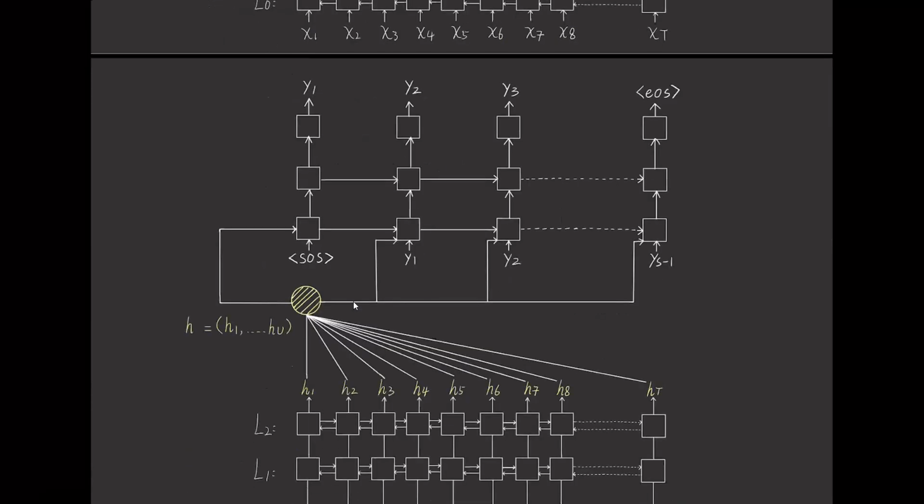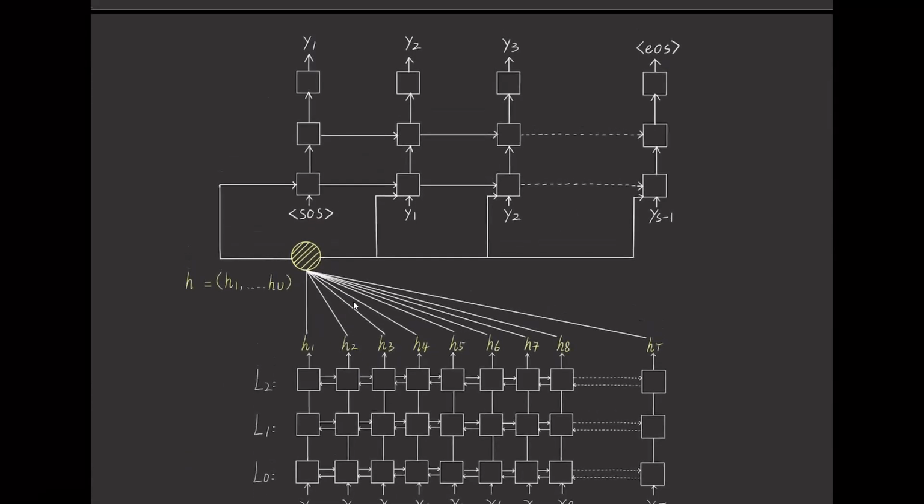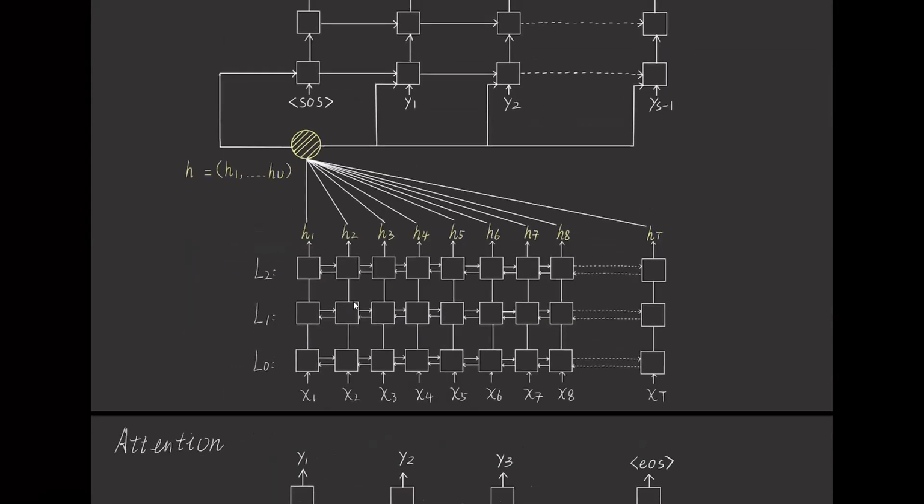Then I just mentioned the issue here: H1, H2, H3, H4 are all treated as equally important from the perspective of the decoder, but this is not the case, right? So that is why we need attention tactics. I think the previous presentation has already covered attention, but I will repeat some important concepts here because this is extremely important for this homework.